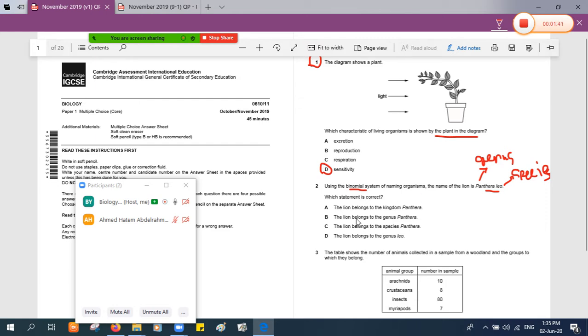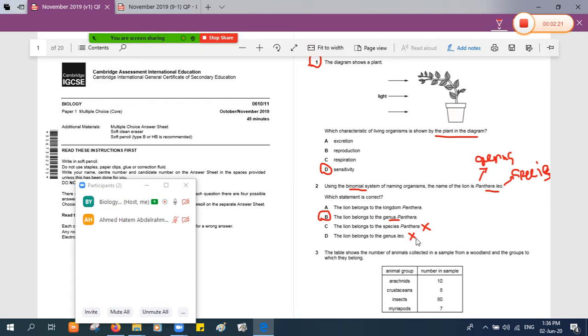Let's choose the correct answer. Here the lion belongs to the kingdom Panthera. No, it is not the kingdom. Okay, let's look. The lion belongs to genus Panthera. Yeah, this is the correct answer. Okay, let's check the other choices. The lion belongs to the species Panthera. No, Panthera is not a species. And the lion belongs to genus Leo. No, Leo is not the genus.